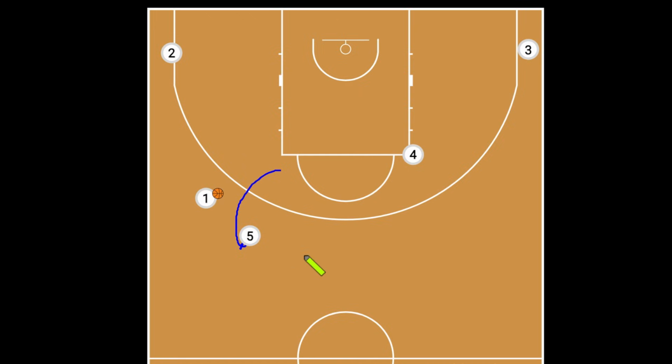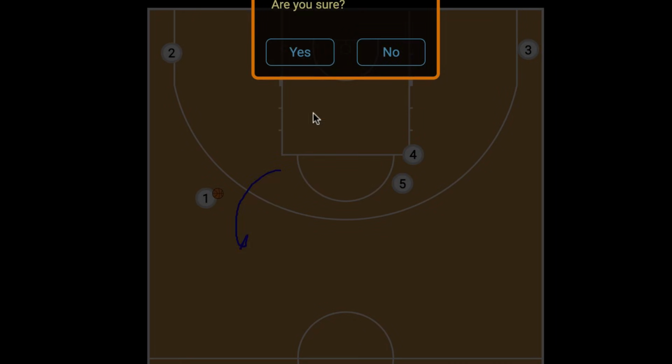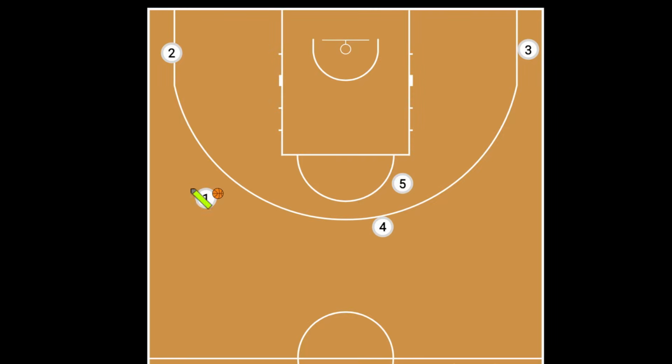Are we probably going to get it? Most likely not. But then number 5 is immediately going to go set another screen for number 4. As that is happening, number 4 is going to come set a screen here for the point guard. So the point guard's moving a little bit more toward the middle again. So we have that screen being set right here.